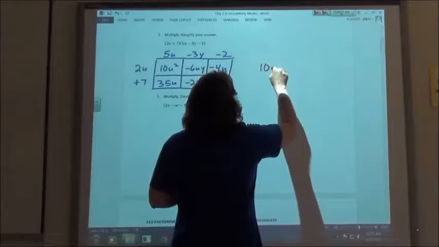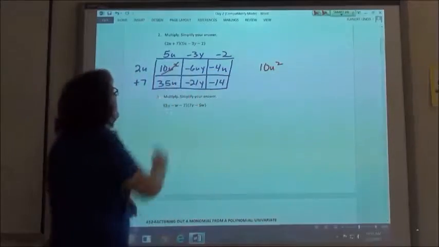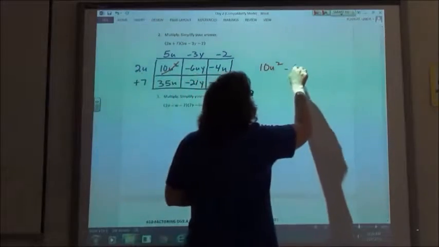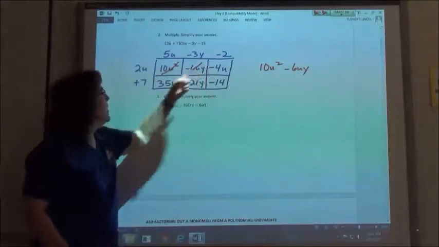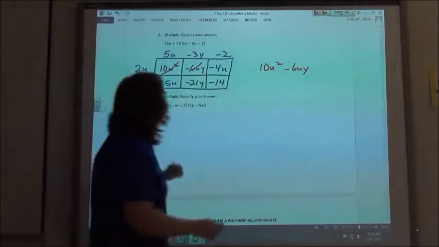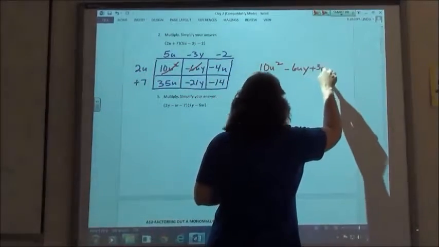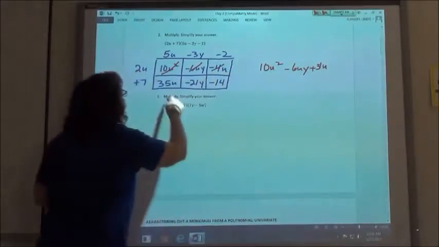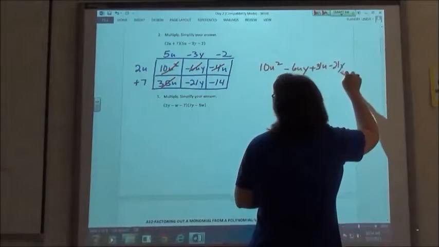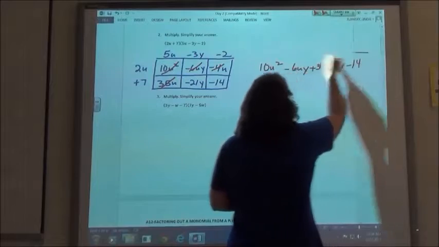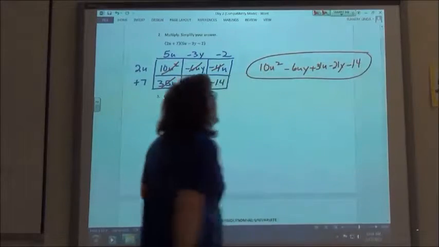I've got the 10u squared. I've got a minus 6uy. Here I've got some like terms. 35 minus 4 would be positive 31u. Smush that in there. Minus 21y, and minus 14. And all of that would go in for my answer.